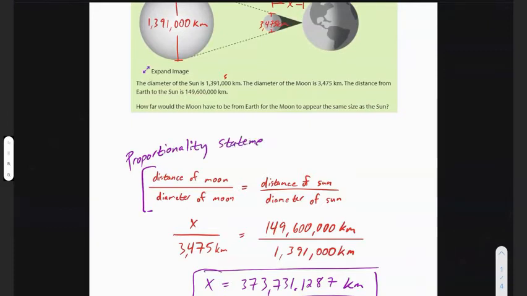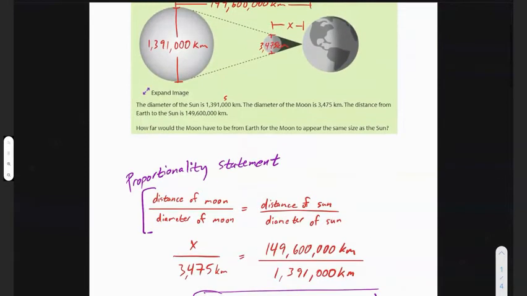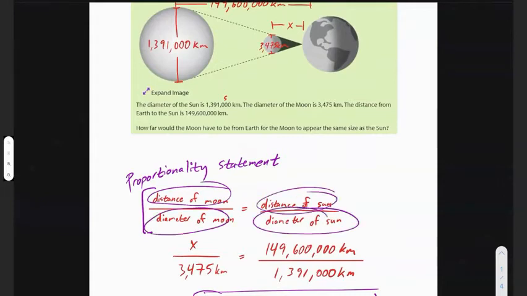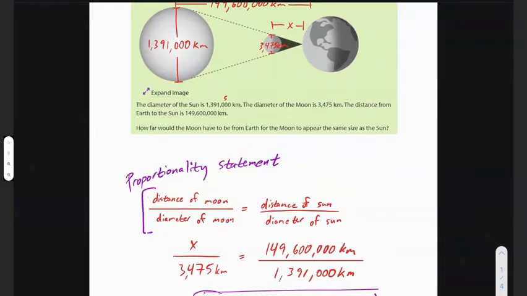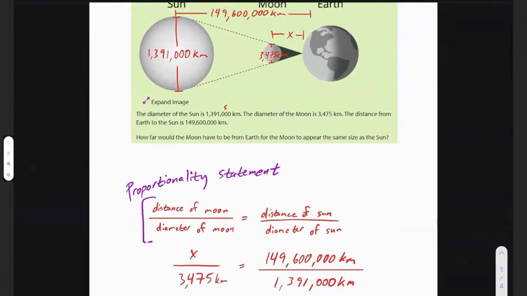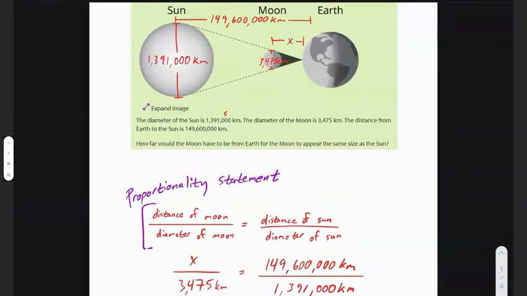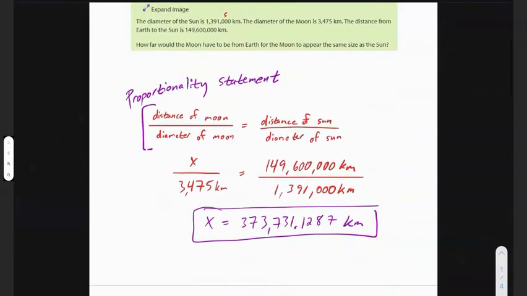Okay, and that's what gets me my setup. So distance to the moon to its diameter, distance to the sun to its diameter. They should be proportional. Yes, they're two different bodies, but in this situation, we're trying to figure out what distance the moon will need to be in order to look like it's the same size as the sun. Okay. All right. So that's your first example.